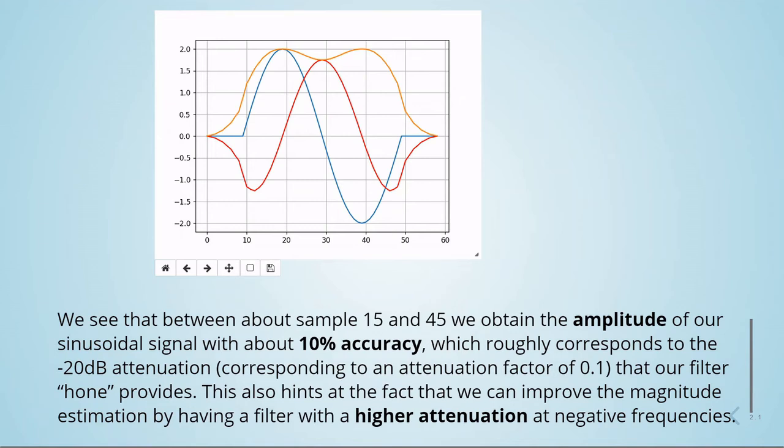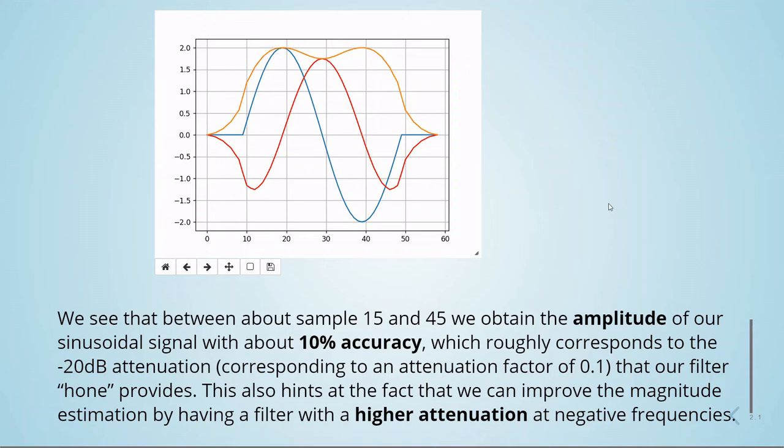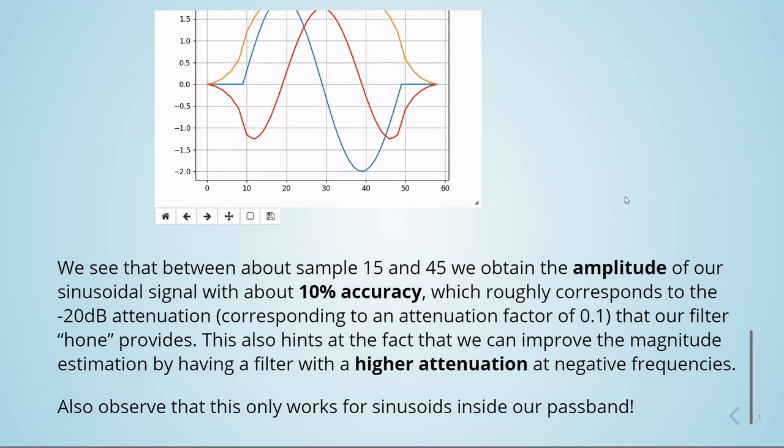This also hints at the fact that we can improve the magnitude estimation by having a filter with a higher attenuation at negative frequencies. But also observe that this only works for sinusoids inside our passband.